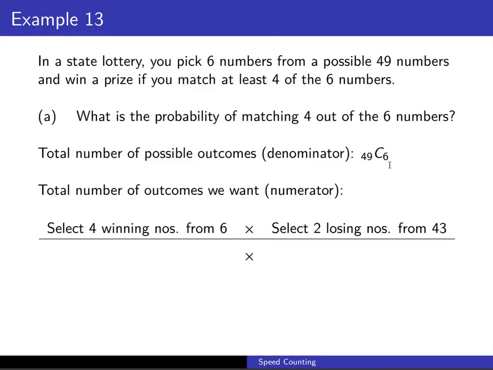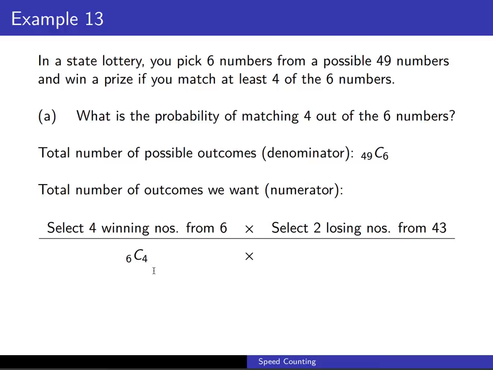Now, for the total number of outcomes we want in the numerator, we have to break this down into 2 separate events. So we want to know, out of the 6 winning numbers, we want to pick 4 of them. So how many different ways are there of selecting 4 winning numbers from 6? Well, there's 6C4 for that. So out of the 6 winning numbers, we want 4 of them because, again, we're just matching 4 out of the 6. We're seeing what's the bare minimum for this. So 6C4.